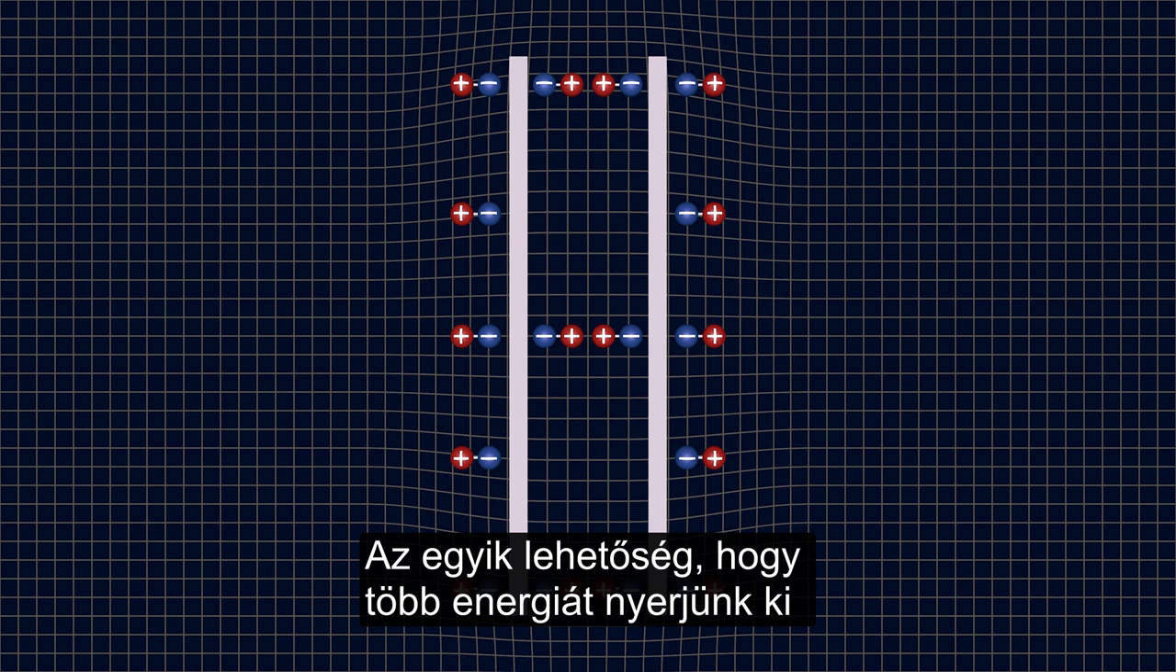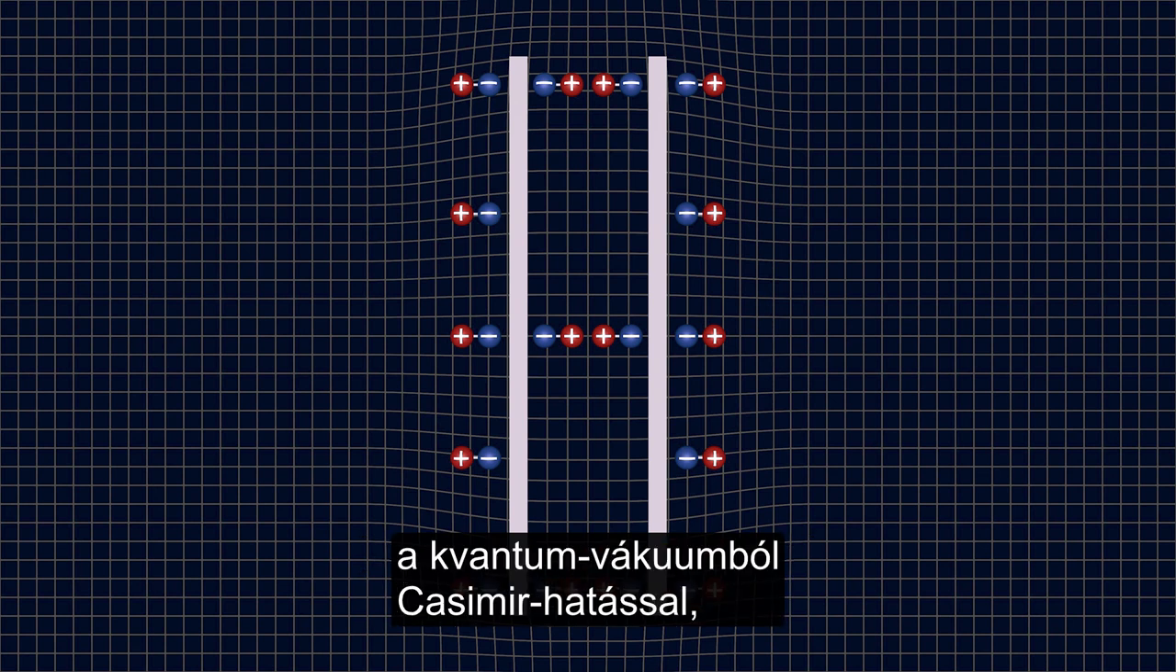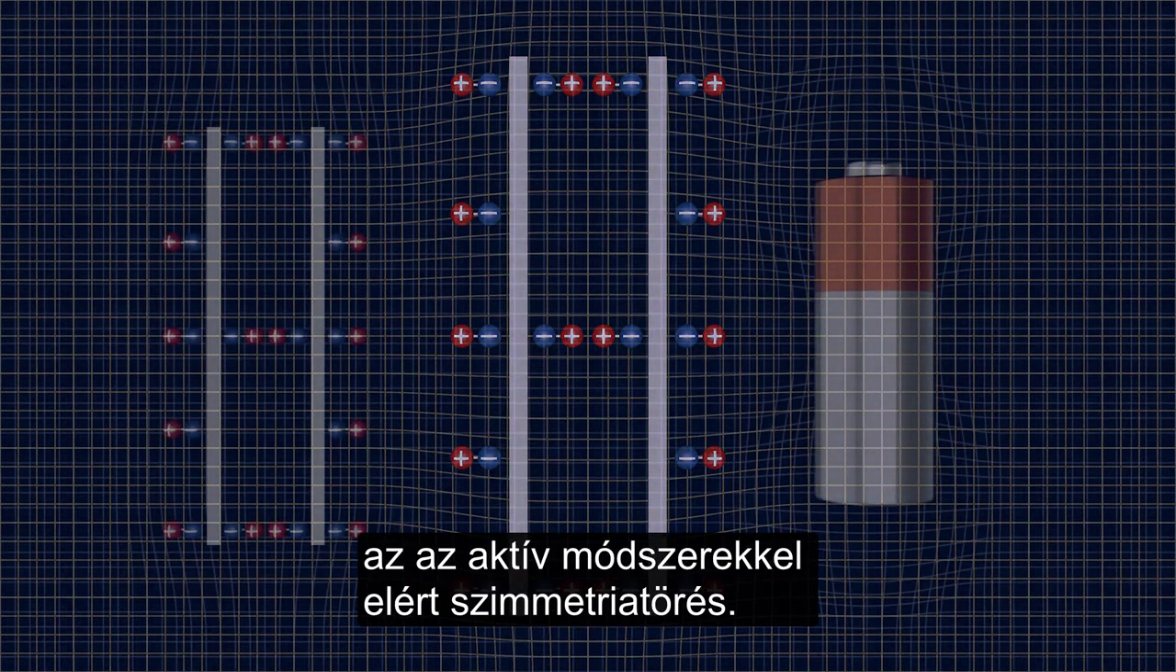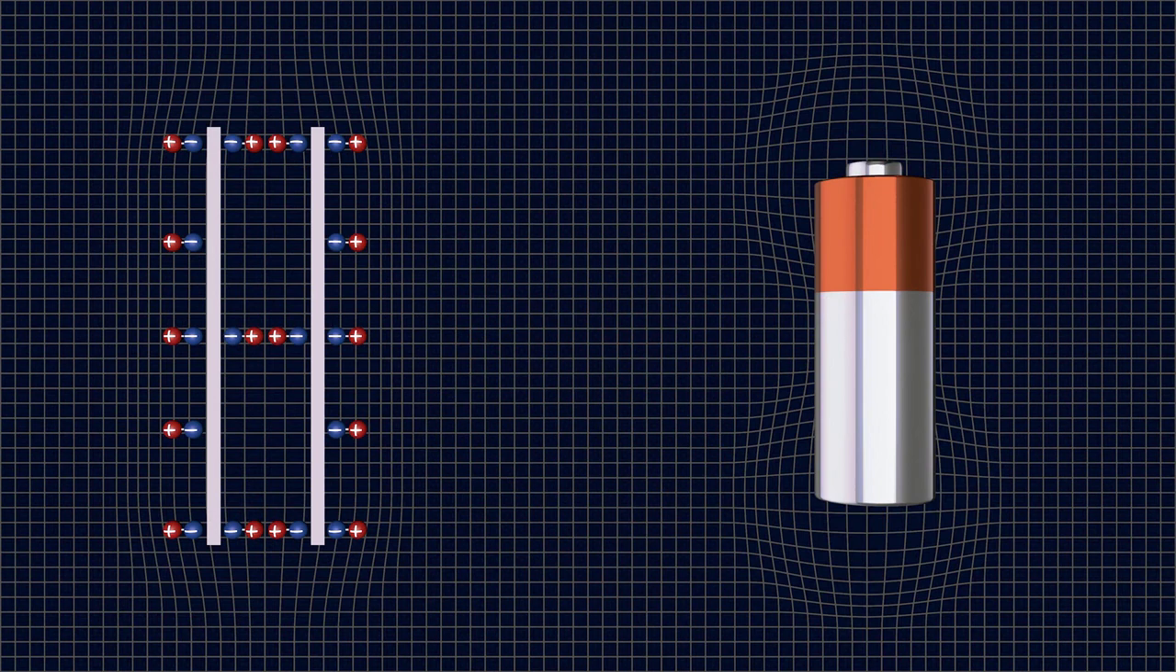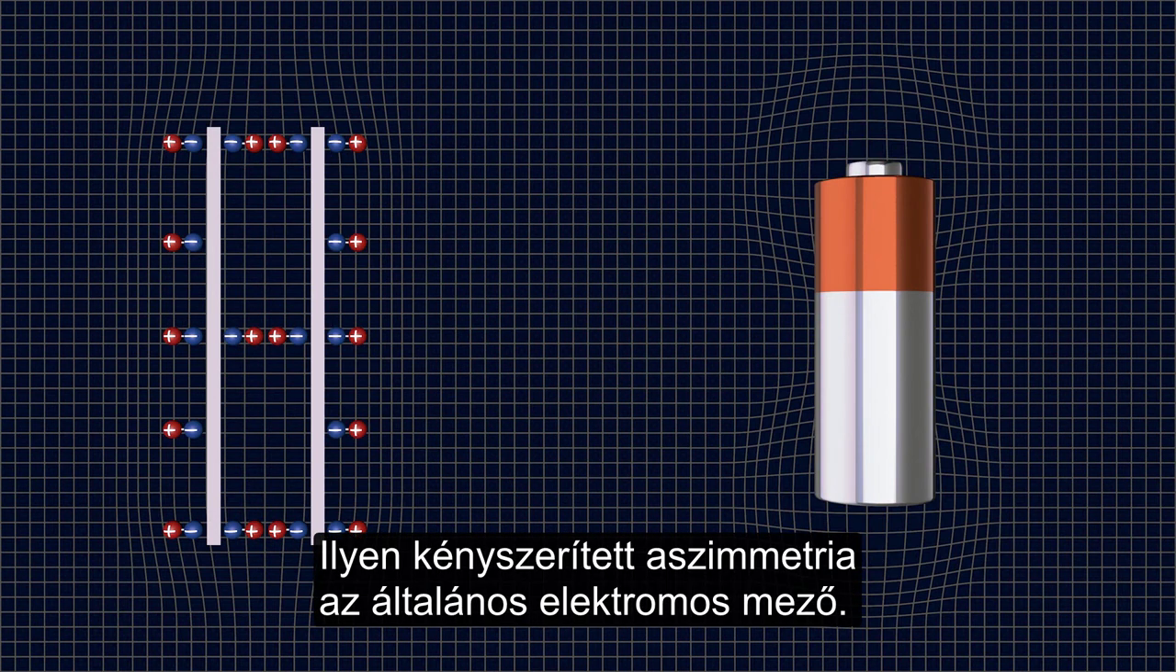One possibility to extract more energy from the quantum vacuum, as by the Casimir effect, is to break the symmetry by active means. Such a forced asymmetry is a common electric field.